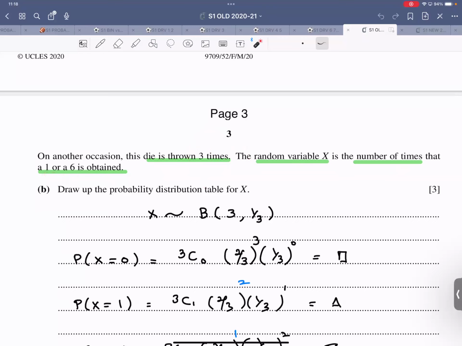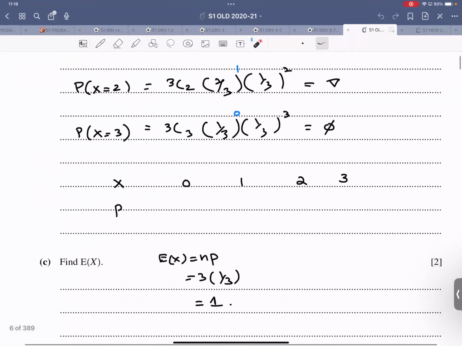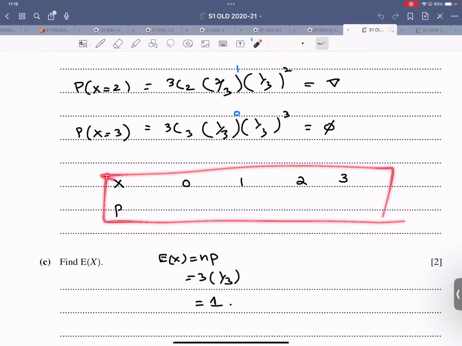Now the word until is not used because different outcomes are possible. The ordering could be different. In geometric, the ending should be success. So now it says, draw up the probability distribution table for X. Very simple. Number of trials, probability of success. There are 4 options. Probability X equals 0, X equals 1, X equals 2, X equals 3. You get all the 4 probabilities, you write it in a table, and then you get the answer.